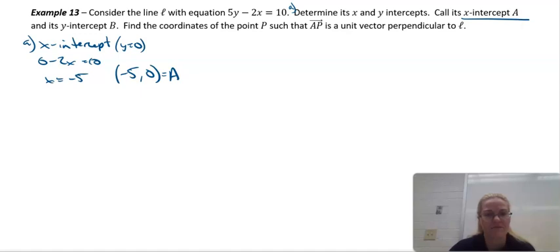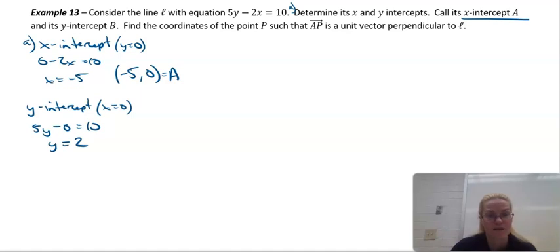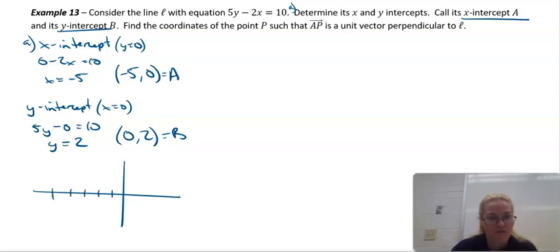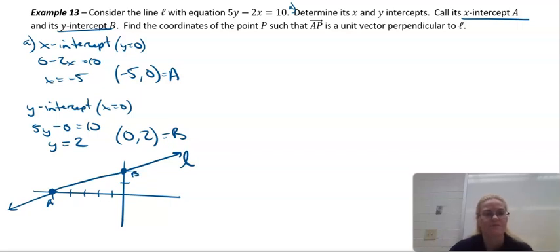So that's A. And then its y-intercept. That's when x equals 0. So that would mean 5y minus 0 is 10, and so that means y has to equal 2. So that is going to be the ordered pair 0, 2, and that's B. So I could graph that. 1, 2, 3, 4, 5. There's point A. 1, 2. There's B. My line has a positive slope of 2/5. So this is line L. That's point A. This is point B.